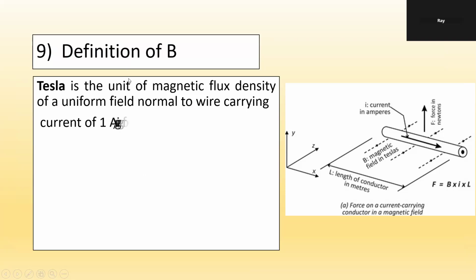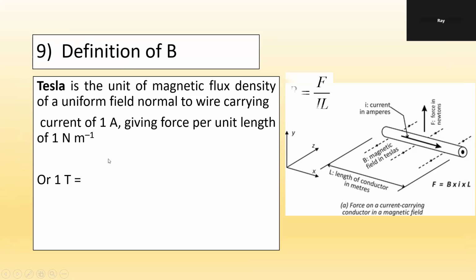So 1 Tesla is the unit of magnetic flux density of a uniform field normal to a wire carrying a current of 1 ampere, giving a force per unit length of 1 Newton per meter. Basically, we are just using the formula with length 1 meter, current flowing 1 ampere. I think they will accept it written this way.